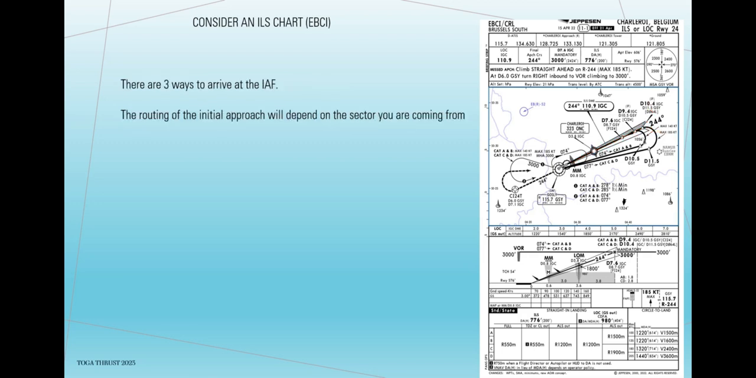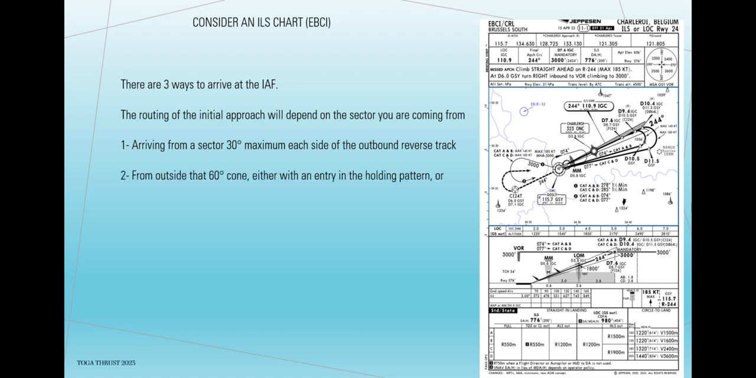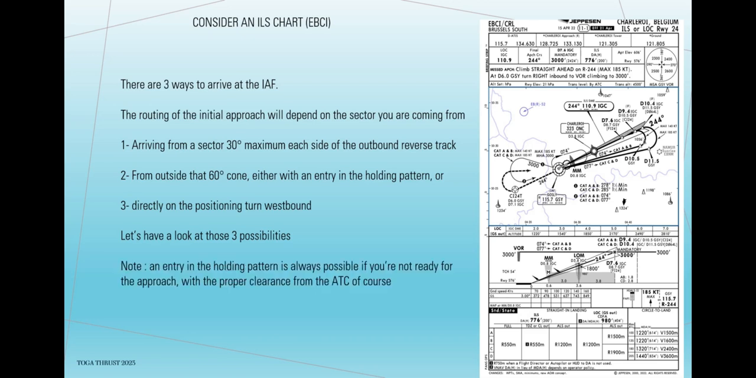There are three ways to arrive at the initial approach fix. The routing of the initial approach will depend on the sector you are coming from. 1. Arriving from a sector 30 degrees maximum each side of the outbound reverse track. 2. From outside that 60 degrees cone, either with an entry in the holding pattern, or 3. Directly on the positioning turn westbound. Let's have a look at those three possibilities. Note: an entry in the holding pattern is always possible if you're not ready for the approach, with the proper clearance from the ATC of course.